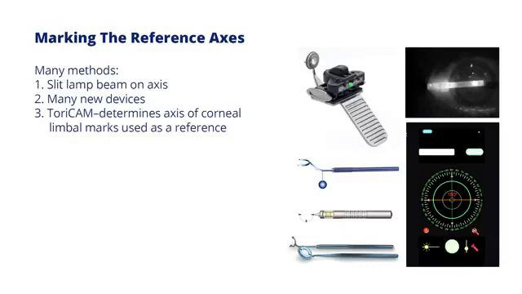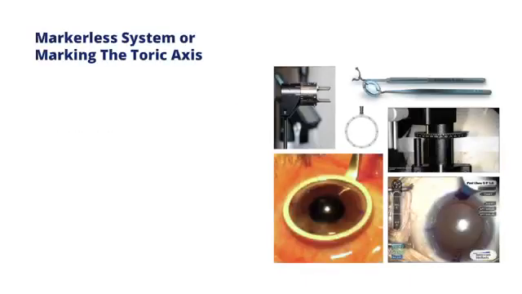Now, you can also use what Graham Barrett has described, Toricam, which determines the axis of the corneal limbal marks that are used as a reference. It's important to mark the eye while the patient is upright and not when the patient is lying and sedated. Now, you can use a markerless system, or you may mark the toric axis of the IOL, and this is done either preoperatively at the slit lamp or intraoperatively.